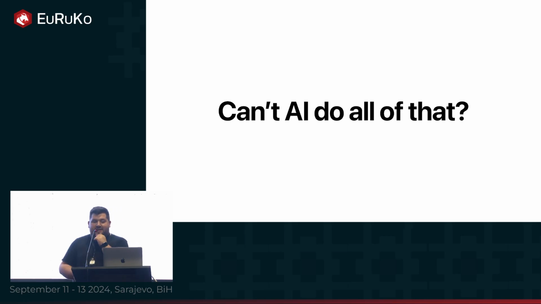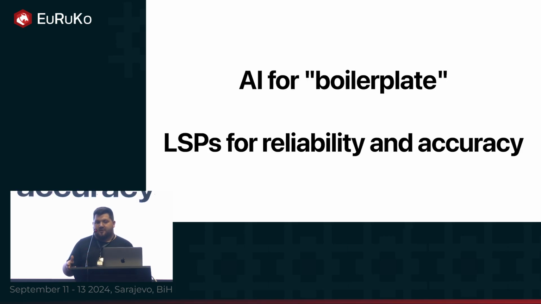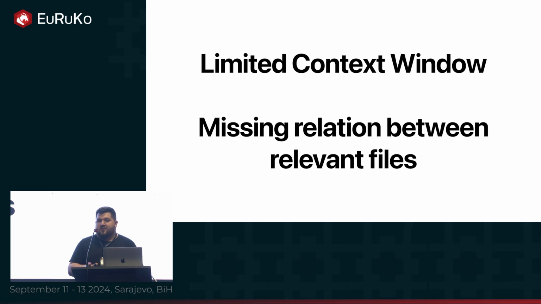And now you might be asking, can't AI do all of that today? And I would say maybe. I feel like there are different use cases for this. For me, right now, boilerplate is the typical use case I use AI for. But LSPs I want to use for reliability and accuracy. Meaning, we have a limited context window for all these AIs, right?